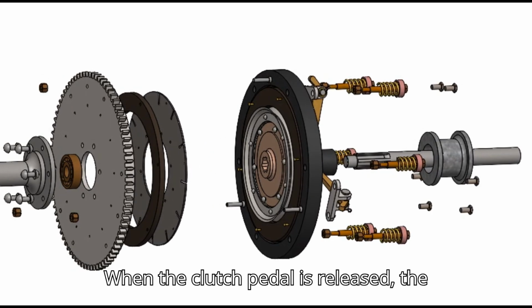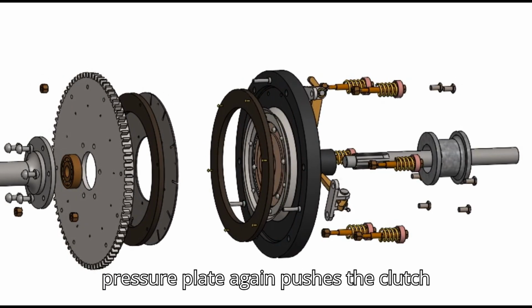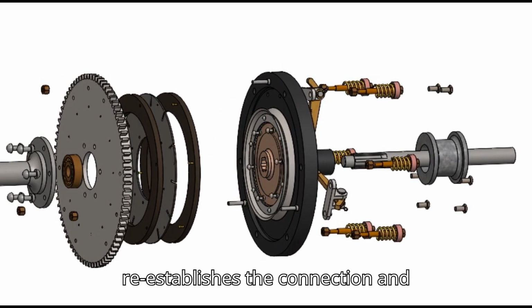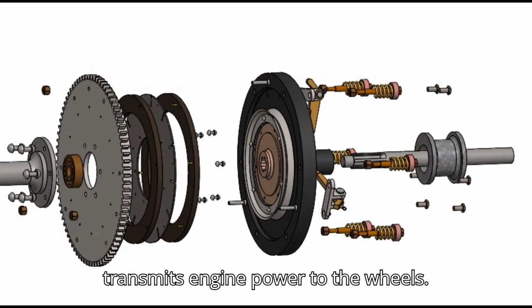When the clutch pedal is released, the pressure plate again pushes the clutch plate against the flywheel. This re-establishes the connection and transmits engine power to the wheels.